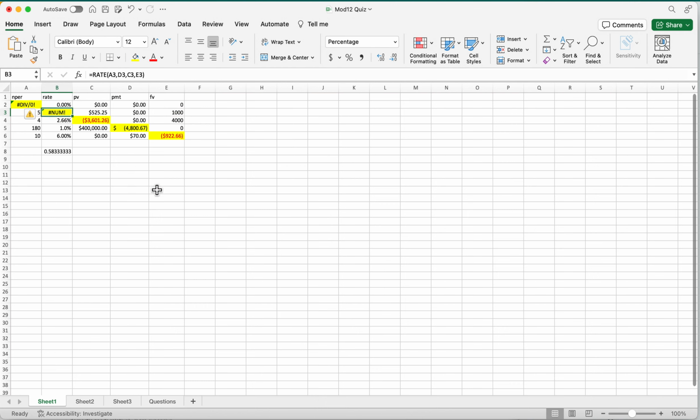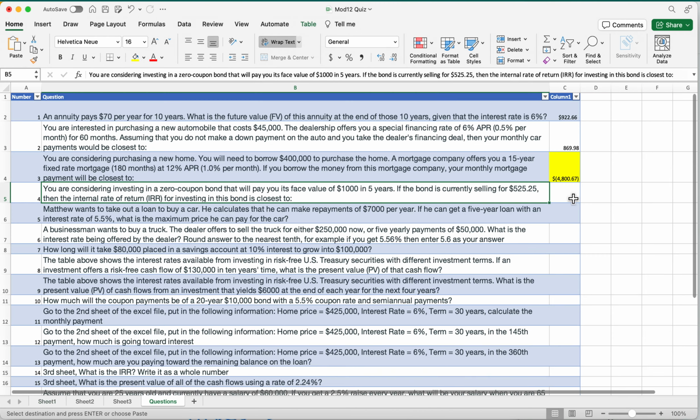As you can see here, we have an error. So here's how bonds work. You pay for them today, and you get them back later. So in terms of your bank account, you give up $525.25, so negative, and then you get back 1,000 later. So therefore, negative present value, positive future value. So that should give you 13.74% for that.